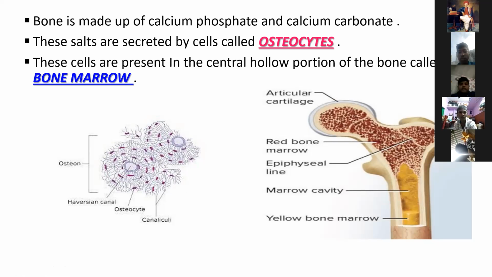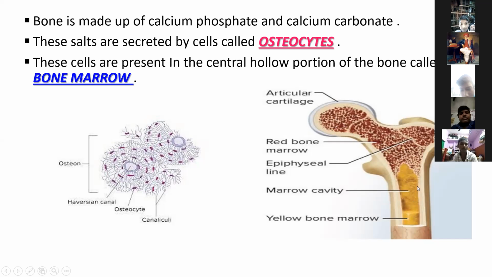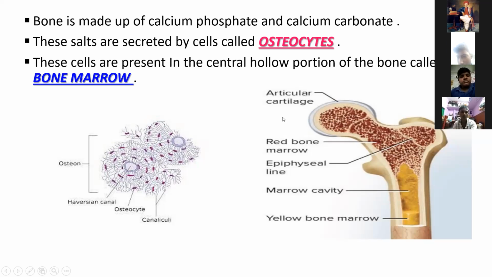And the cells are present in the central hollow portion of the bone that is called bone marrow. The osteocyte cells are present in the central hollow portion of the bone, called bone marrow. We can see bone marrow in chicken bones, chicken leg pieces.